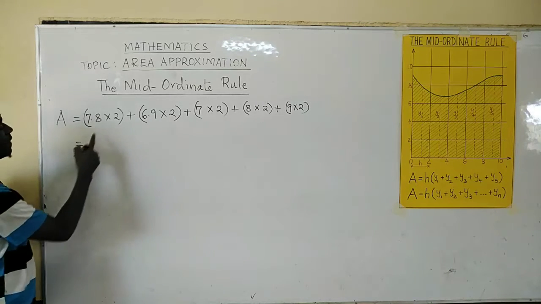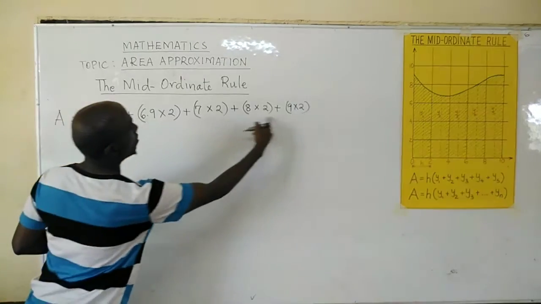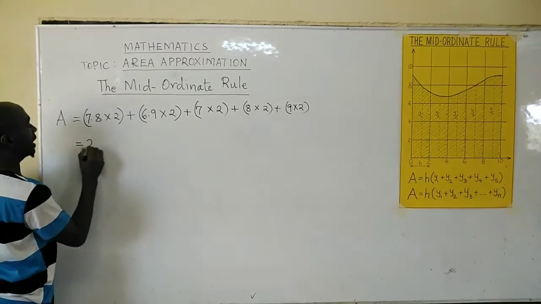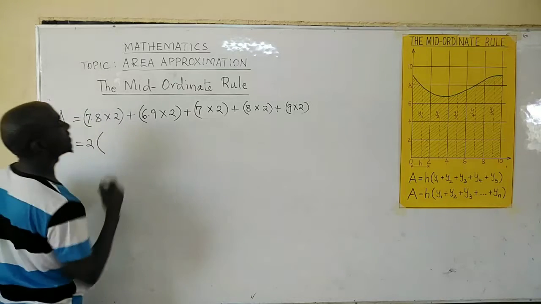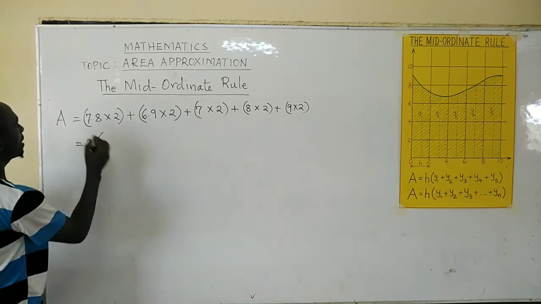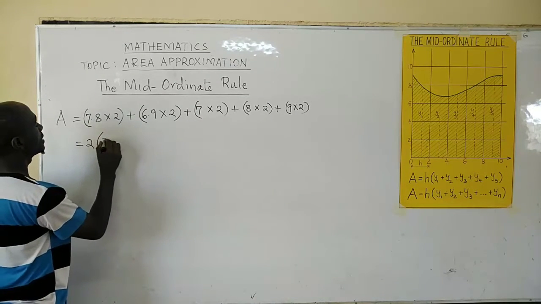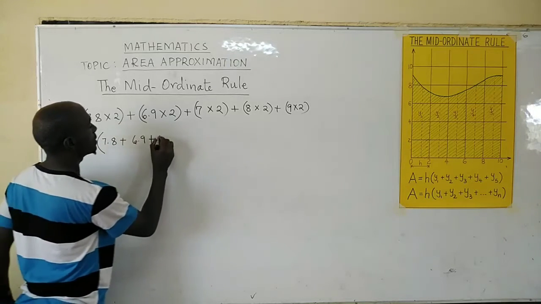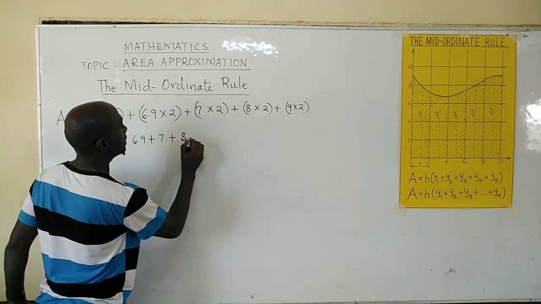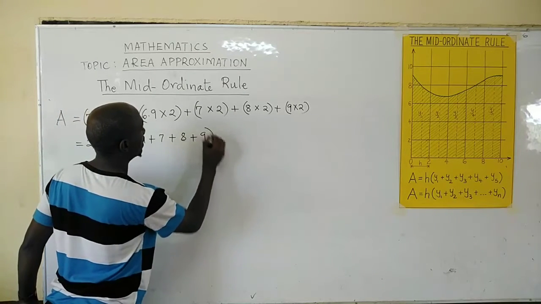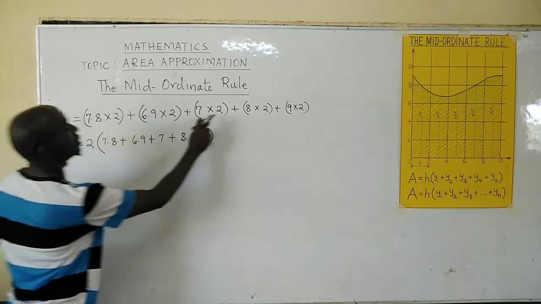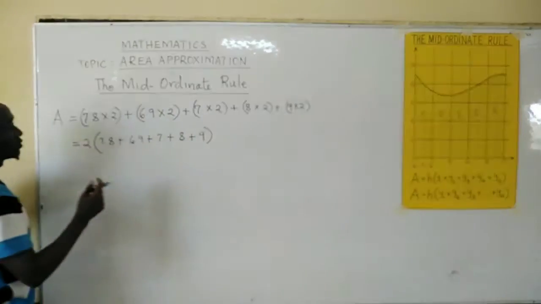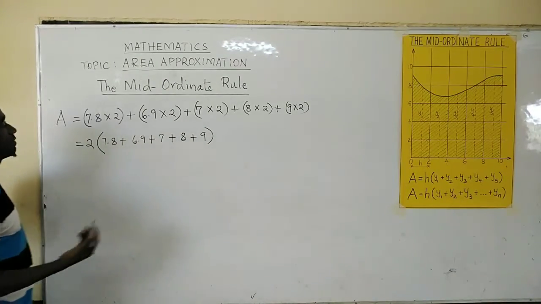We can simplify because there is 2 which is common. We can factor out 2, then we add the lengths. That is 2 multiplied by 7.8 plus 6.9 plus 7 plus 8 plus 9. We have factored out 2 because 2 is common, to simplify our work.